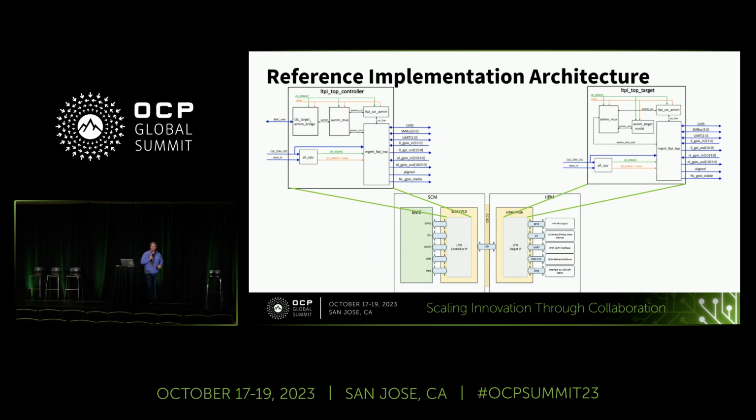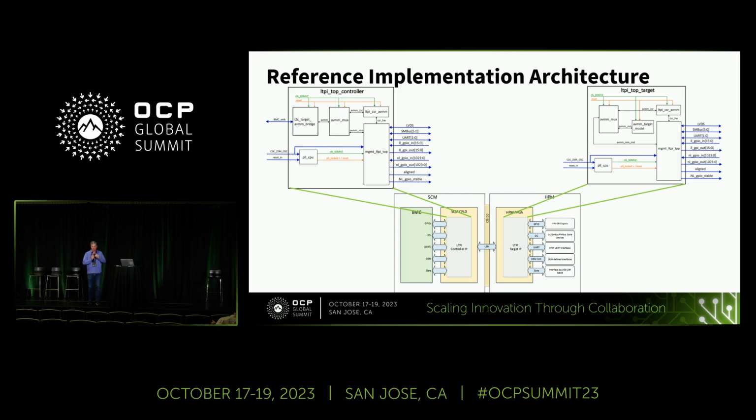Okay, kind of diving down into the RTL details. Here's a couple block diagrams. So you can see on the left is the LTPI top controller. So this would be what's instantiated on the SCM. And on the right is the LTPI top target, and that would be on the host processor module.